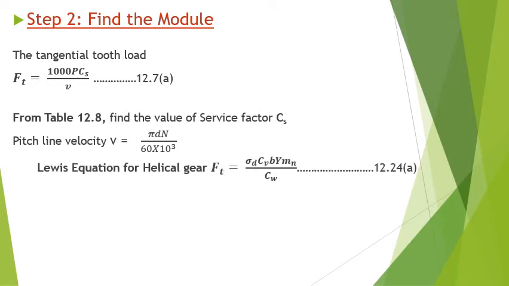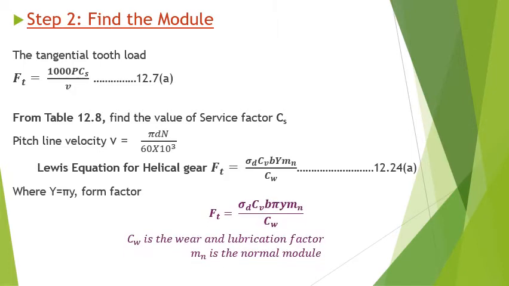The Lewis equation for helical gears is given by the equation number 12.24a is one of the equations, that is Ft is equal to sigma d Cv b capital Y into Mn divided by Cw, where capital Y is pi into Y, this is a form factor, and Mn is nothing but the normal module, and Cw refers to the wear and lubrication factor which is used in the design of the helical gears.